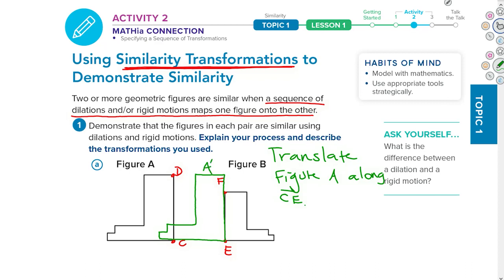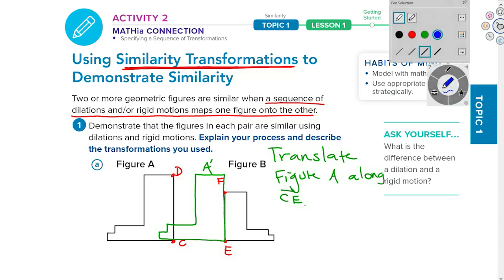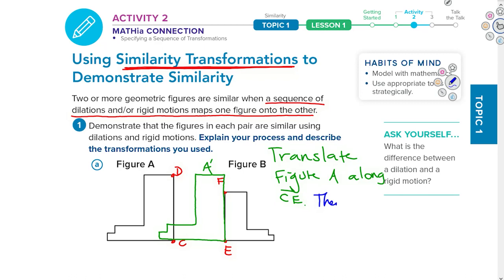Now that I have that there, how do I get figure A closer to B? I'm going to reflect over line EF. So I'm next going to reflect figure A prime. Again, once you do a transformation, you get primes. I'll reflect figure A prime over line EF. That's this line right here.